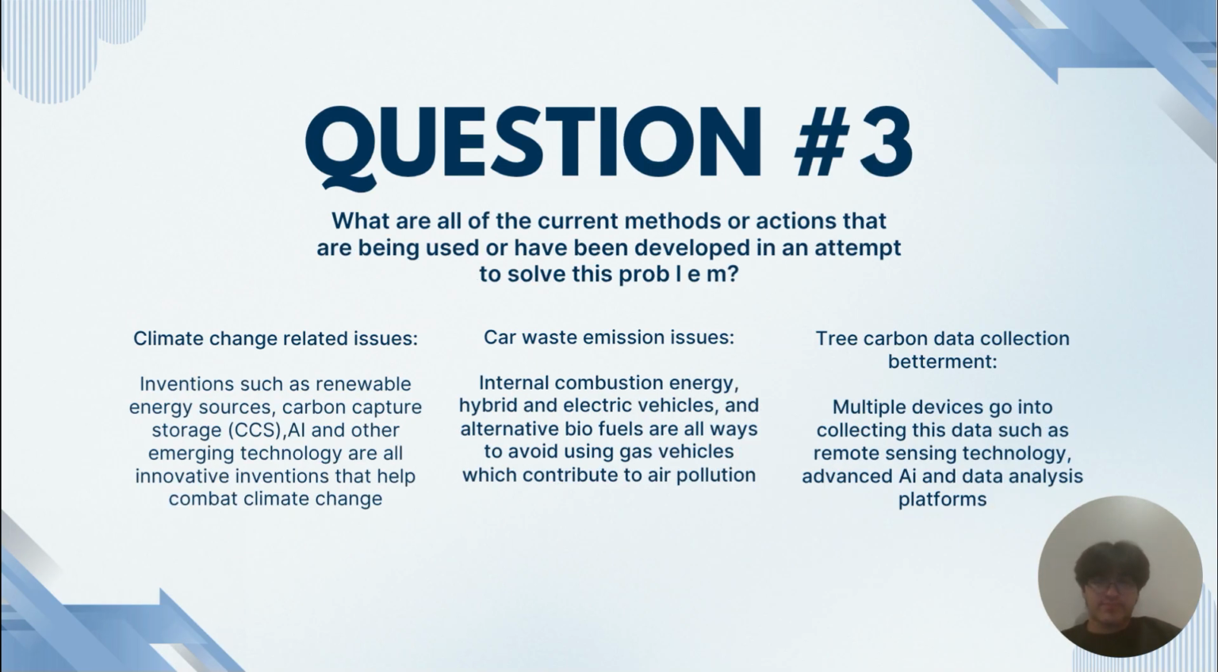and people. Question number three: what are the current methods or actions that are being used or have been developed to attempt to solve these problems? For climate change, there's stuff like renewable resources, which is like solar energy. There's carbon capture storage and AI and other technologies that are emerging as time goes by, especially with AI now, that help change the space of climate change issues.